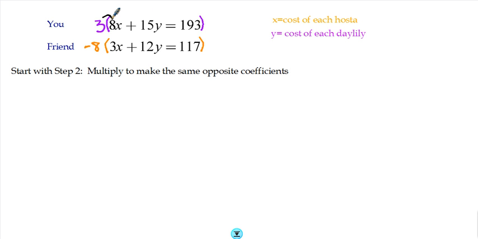So we're going to distribute. Make sure you multiply everything by 3. So you would have 24x. 3 times 15 is 45, plus 45y equals 3 times 193, and that's going to be negative 579.